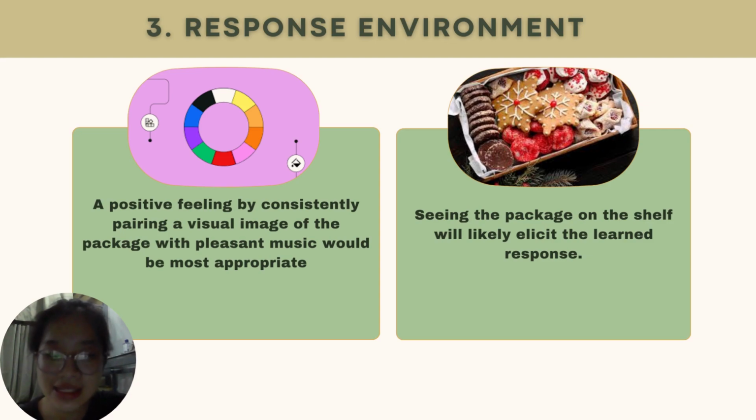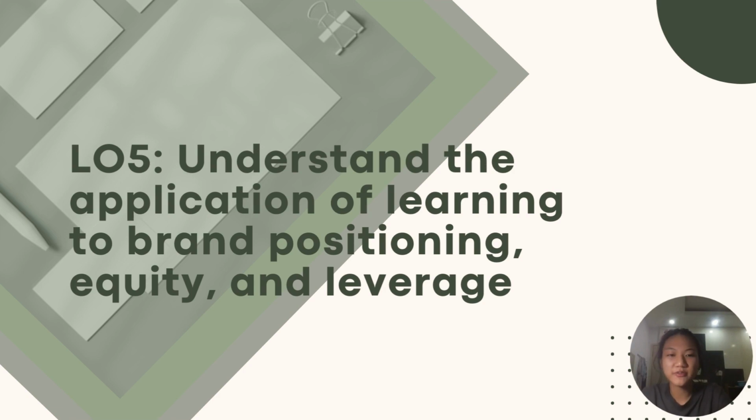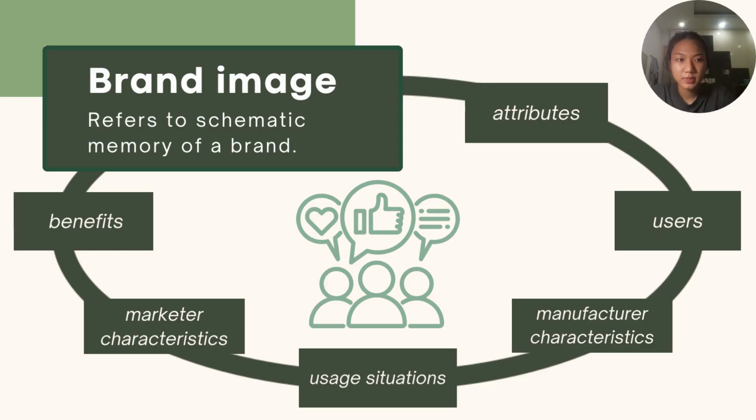Thank you for listening. So, last part of the video, Learning Objective 5, understand the application of learning to brand positioning, equity, and leverage. So let's first talk about brand image. It refers to a schematic memory of a brand, and this contains the target market's interpretations of attributes, benefits, users, marketer characteristics, manufacturer characteristics, or usage situation.